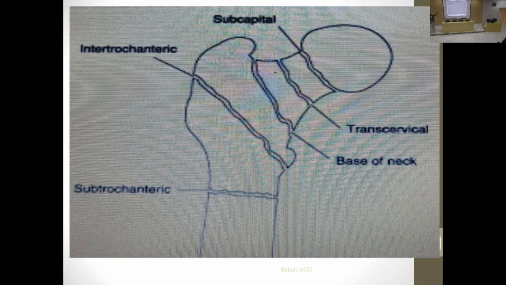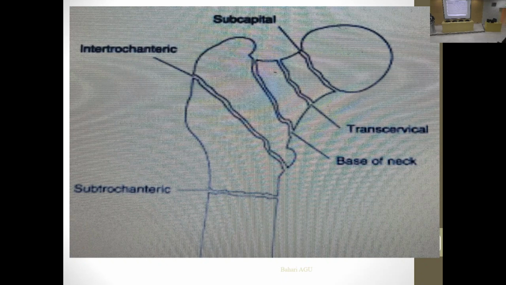And any fracture within the intertrochanteric line or subtrochanteric, under the lesser trochanter within 2.5 centimeters or cm, we will consider as subtrochanteric fracture, and the intertrochanteric and subtrochanteric are considered as extracapsular fractures. And the intracapsular fractures have more complications in comparison to the extracapsular fractures.